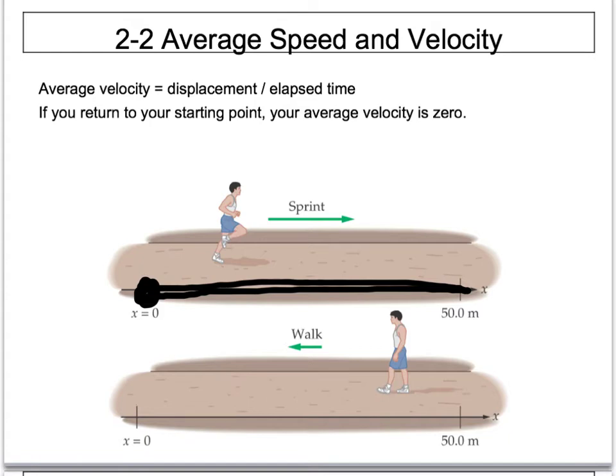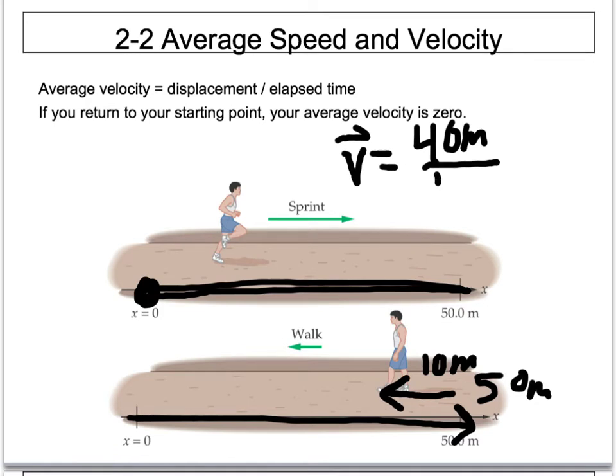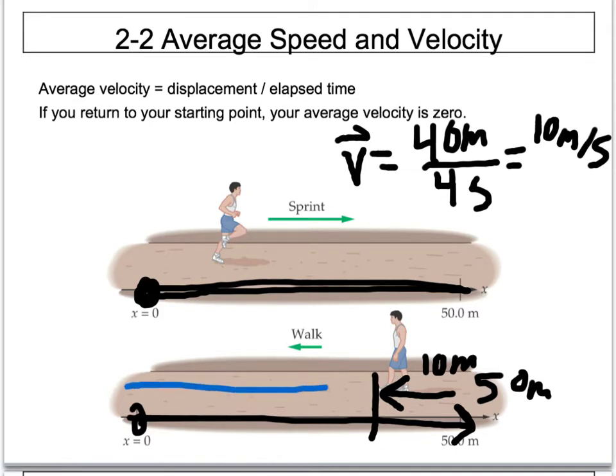But let's do this one. Let's say the runner goes 50 meters to the right, and then he walks back 10 meters, and that took him 4 seconds. Well, his velocity is 40 meters, his displacement, over, what did I say that took? 4 seconds, all of it, 4 seconds, which is 10 meters per second. And his average velocity was to the right, because his displacement from start to finish was still to the right, which was positive.